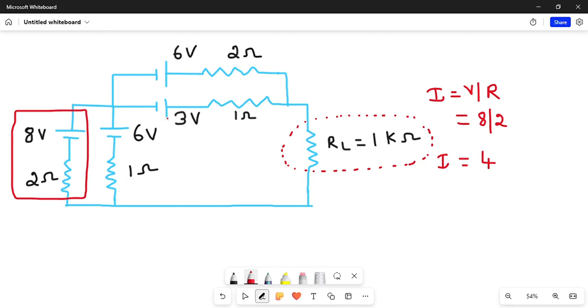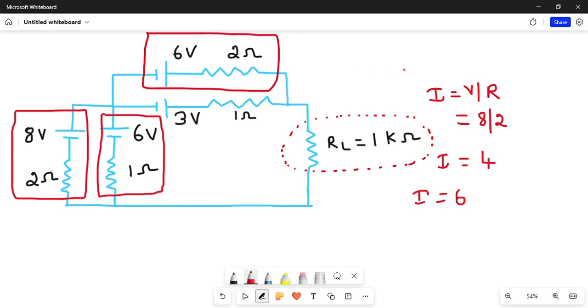Likewise, in the same way, you have 6 volt and 1 ohm. What is the current that you are going to get? You can say it directly as 6, because I is equal to V by R, and your R is nothing but 1. So 6 by 1 is 6, right? Likewise, for 6 volt and 2 ohm, you can directly tell it is 3. So I becomes equal to 3, because 6 by 2 is 3.